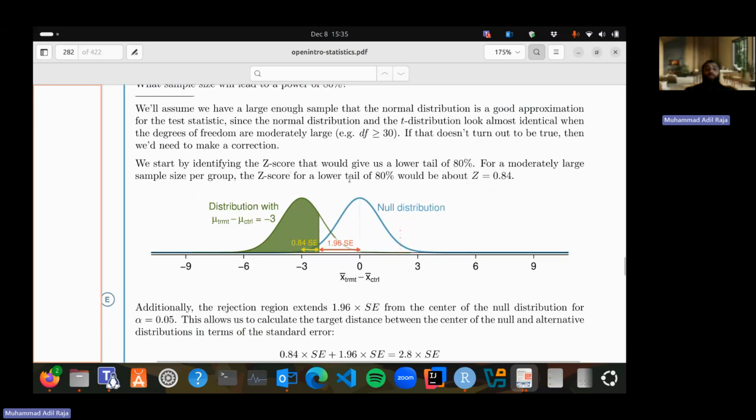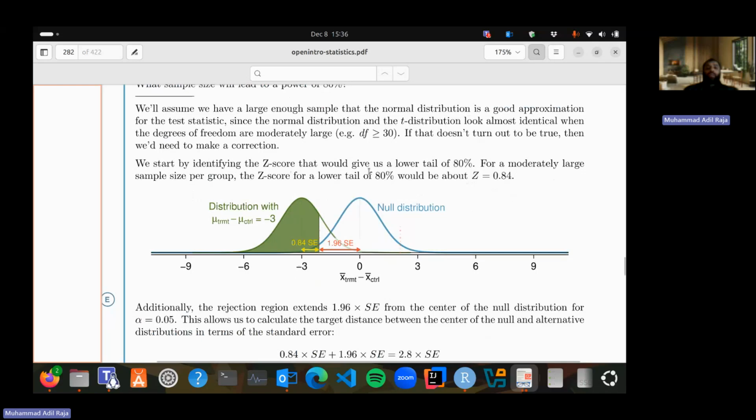Okay, so what we say is that we compute the percentile. So now the thing is, we know a few things about this distribution, and we don't know a few things about it as well. What we know is that it is centered at -3, and to have a power of 80%, this point should cover 80% of the area under the curve in the green distribution up till here. It should be 80%.